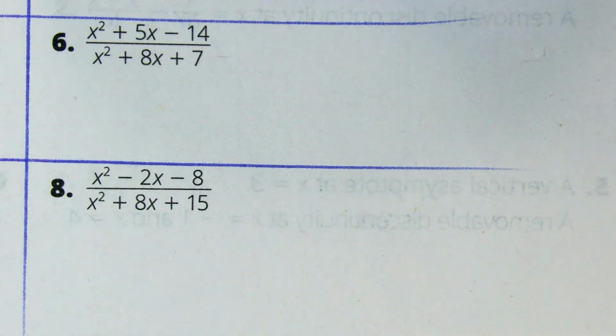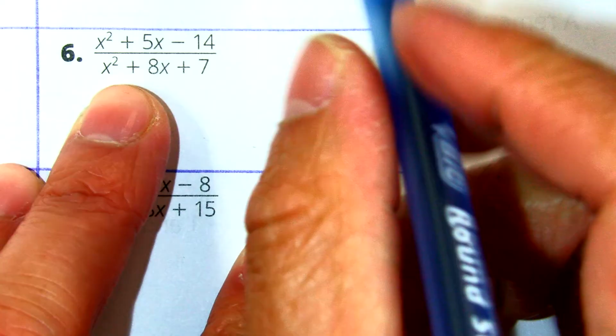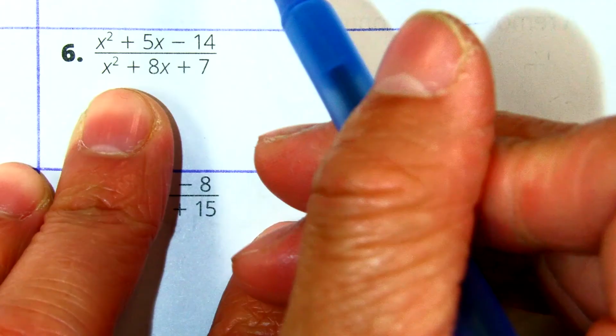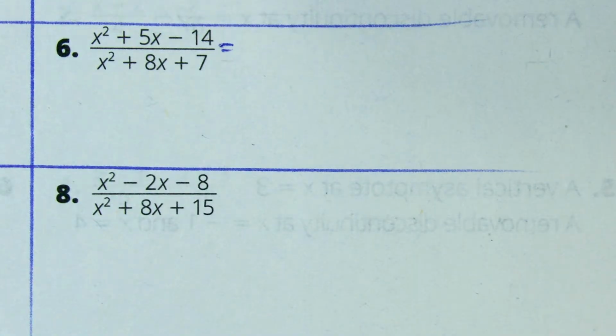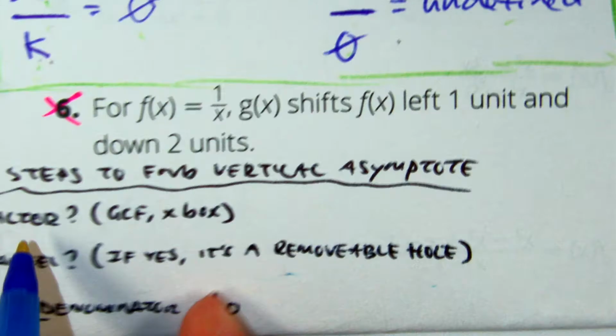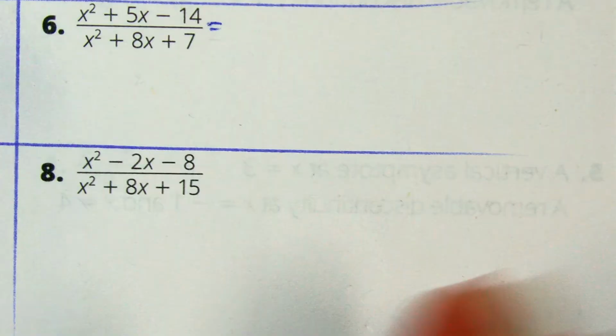Alright, let's factor number 6. We're asked to simplify each rational expression and then list the restrictions on the domain. Step number 1, I asked you guys to factor using either GCF or Xbox. So let's go ahead and do that here.